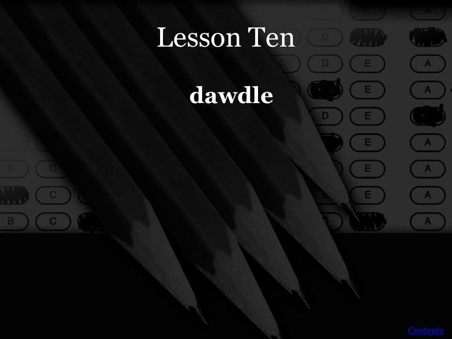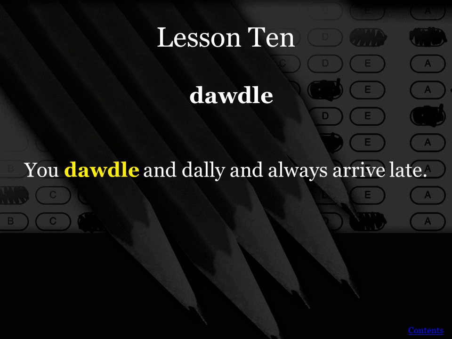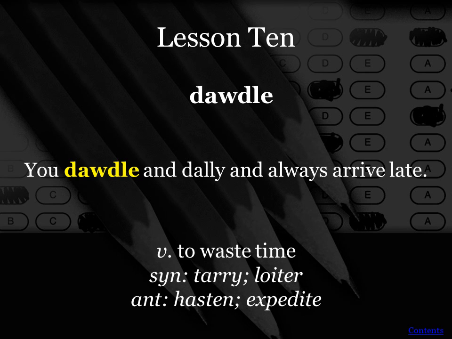Our next word is dawdle. Here's our sentence. You dawdle and dally and always arrive late. Well, the subject of the sentence, you, is doing something. So that's how we know this is a verb. Our context clue is the word dally. We had that word earlier this year, and so it's going to mean the same thing as dally, to waste time. Synonyms would be tarry or loiter.